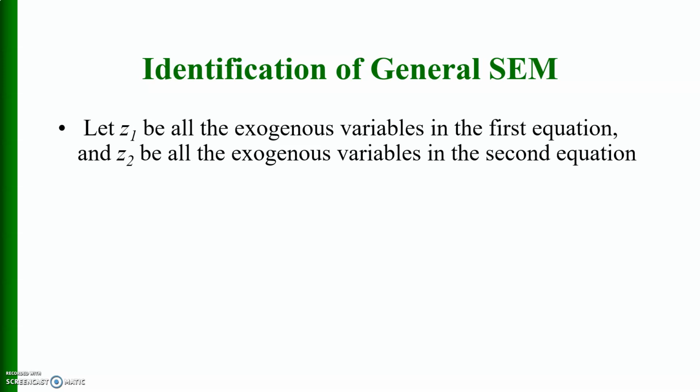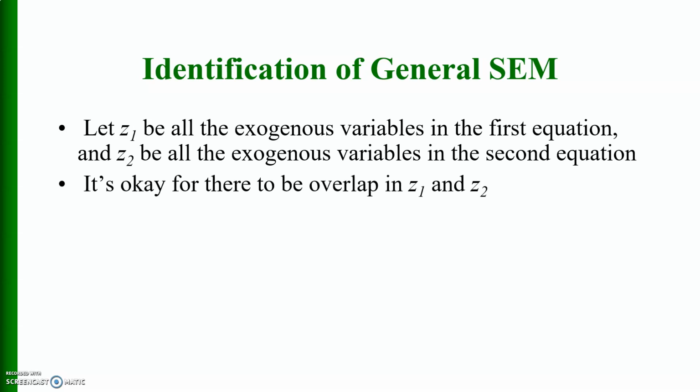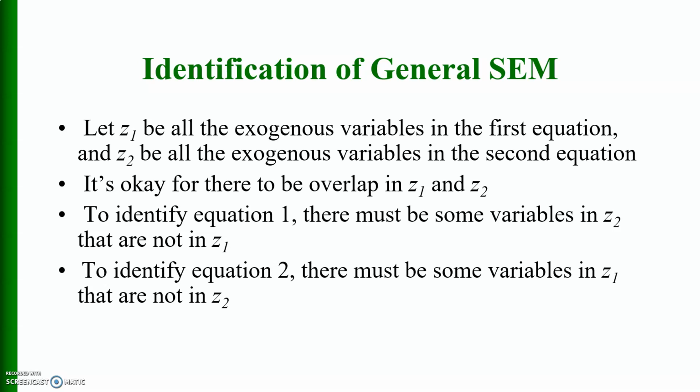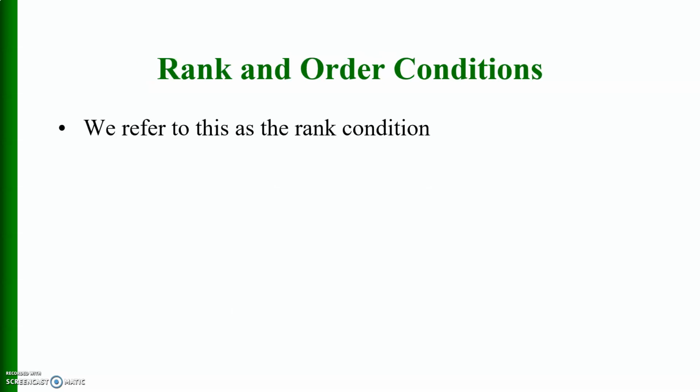Identification of the general simultaneous equation model. Let Z1 be all exogenous variables in the first equation and Z2 be all the exogenous variables in the second equation. It's okay for there to be overlap in Z1 and Z2. To identify equation 1, there must be some variables in Z2 that are not present in Z1. To identify equation 2, there must be some variables in Z1 that are not present in Z2. We refer to this as the rank condition.